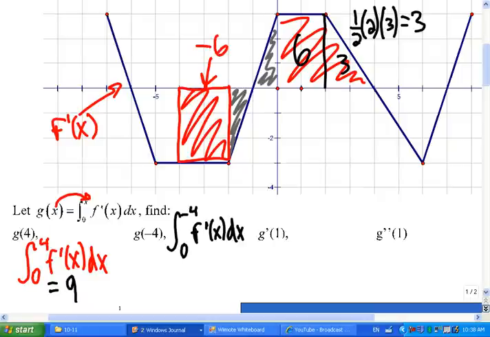What's the answer for this question? Okay, I'll give you two choices. How many people say 6? How many people say negative 6? Hands up if you think 6. Okay, hands up if you say negative 6. Okay, people who said 6, you're correct. How come? Because negative times a negative equals positive.